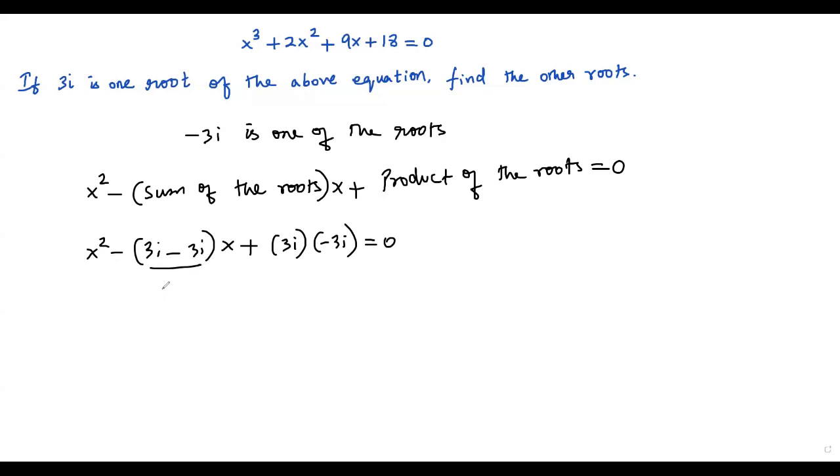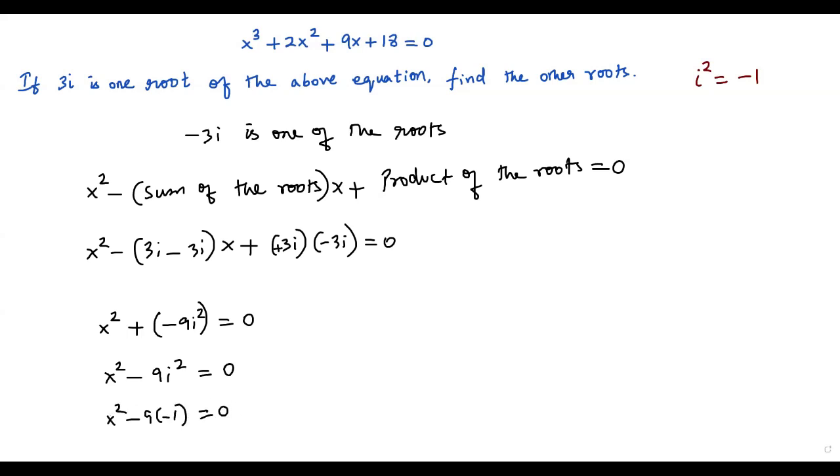So here 3i minus 3i will become 0. 0 times x will become 0, and I'm taking this positive sign over here. Now I multiply 3i and negative 3i. Positive times negative is negative, 3 times 3 is 9, and i times i is i squared, equals 0. Then we get x squared, negative 9i squared. Already we know that i is an imaginary number, and we have that i squared equals negative 1. So for this i squared, I can plug in negative 1 over here. So x squared minus 9 times negative 1 equals 0. Negative 9 times negative 1 will become positive 9.